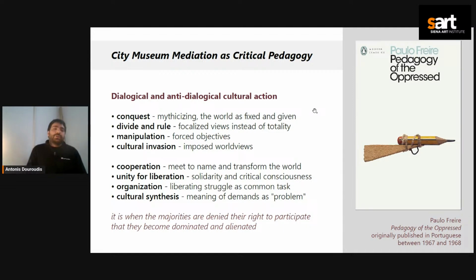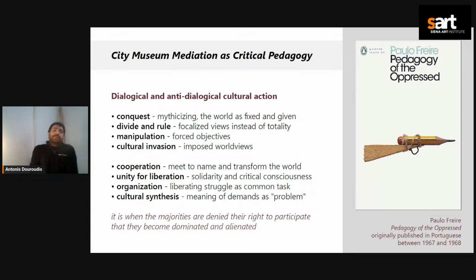Some of them, for example, is what he calls conquest, which he explains is the action of presenting the world as fixed and given, and not something that can actually change towards a more emancipatory situation. Divide and rule, according to Freire, is the action that, by giving a focalizing view, restricts us from having an understanding of a wider totality. Manipulation, he describes as forced objectives, and cultural invasion as imposed worldviews.